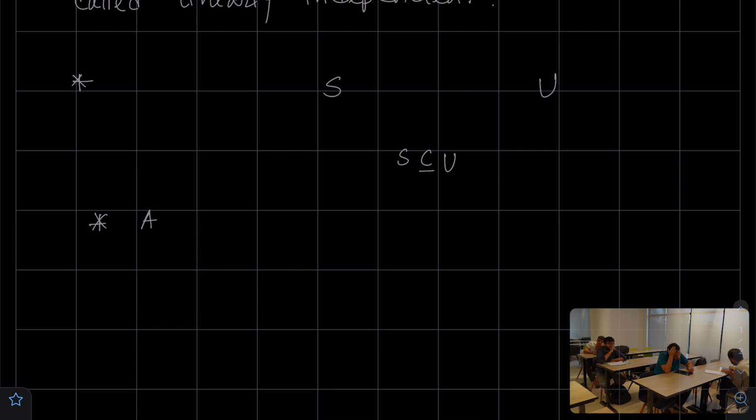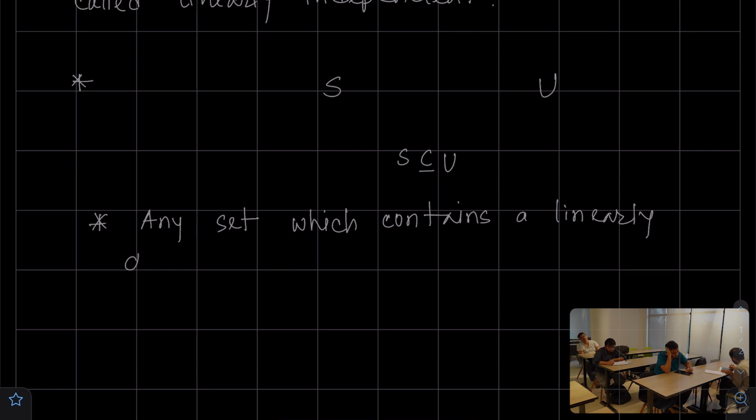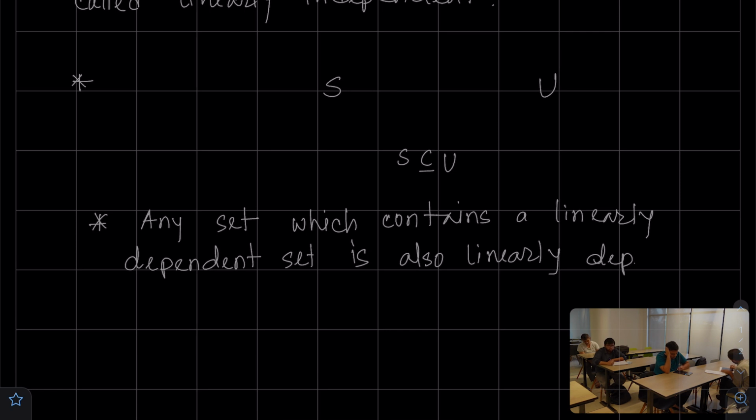So that means the first consequence is any set which contains a linearly dependent set is also linearly dependent.